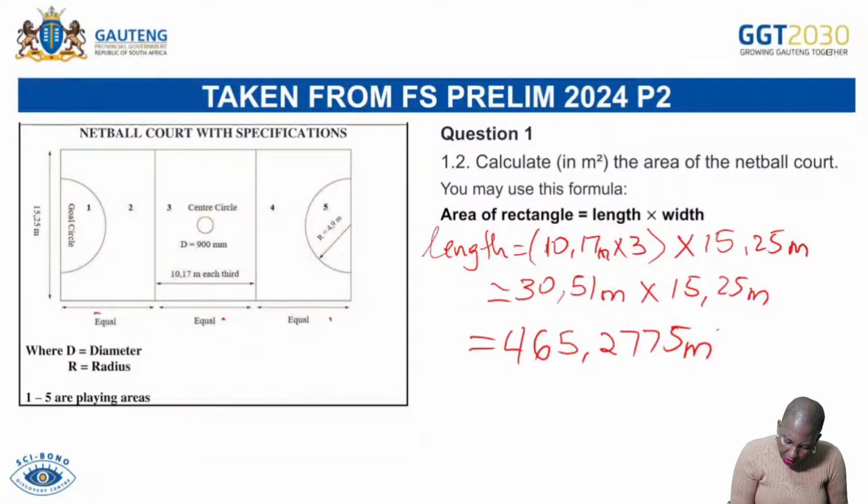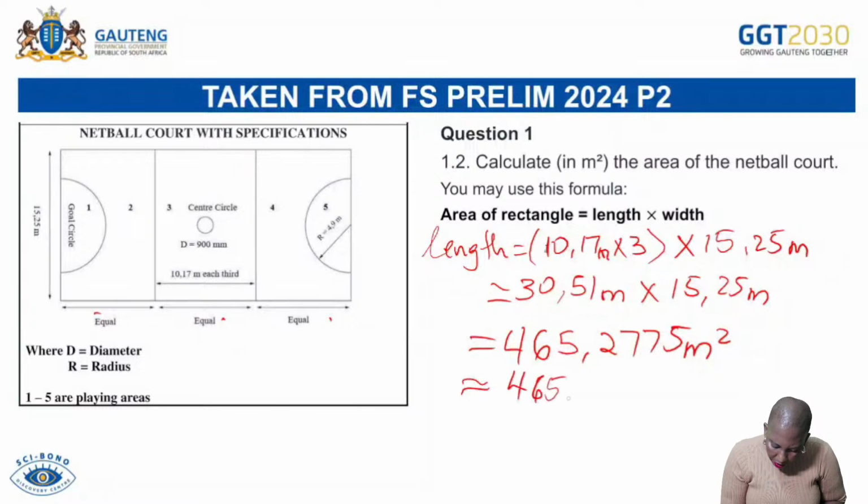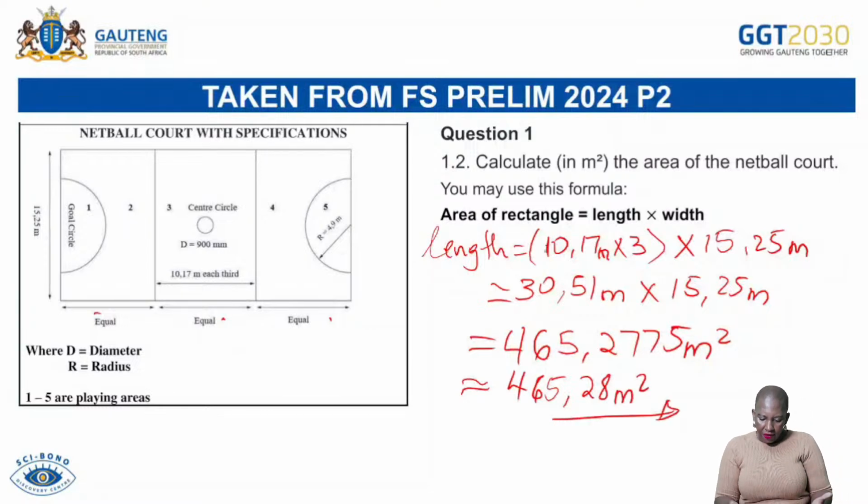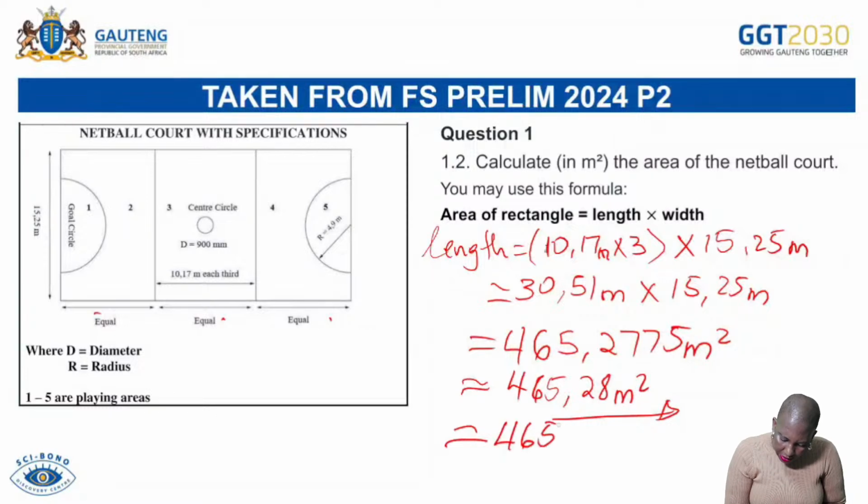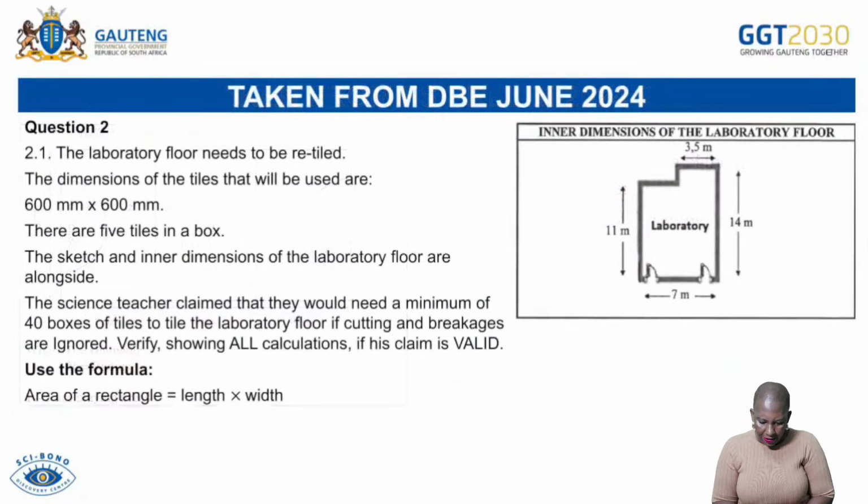Our answer will be 465.2775 meter squared. And then they said calculate in meters. So therefore, if you have a look here, all the units are rounded off to 2 decimal places. So it will be 465.28 meter squared. And if I round it off to the nearest whole number, it will be 465 meter squared. So it's simple like that.